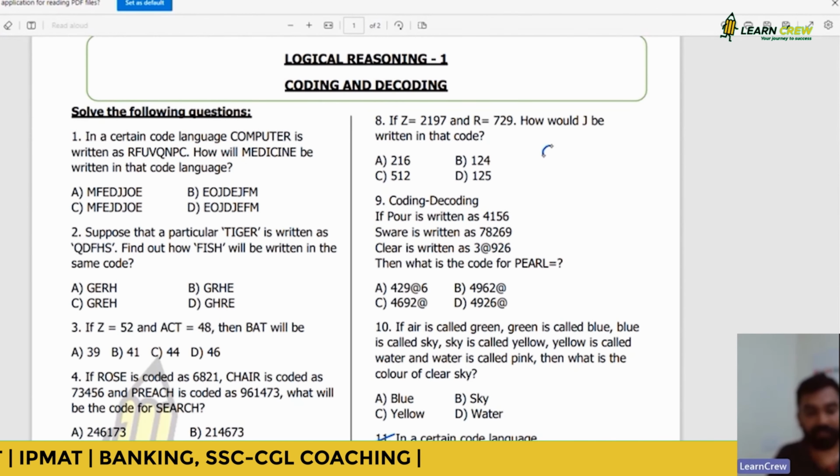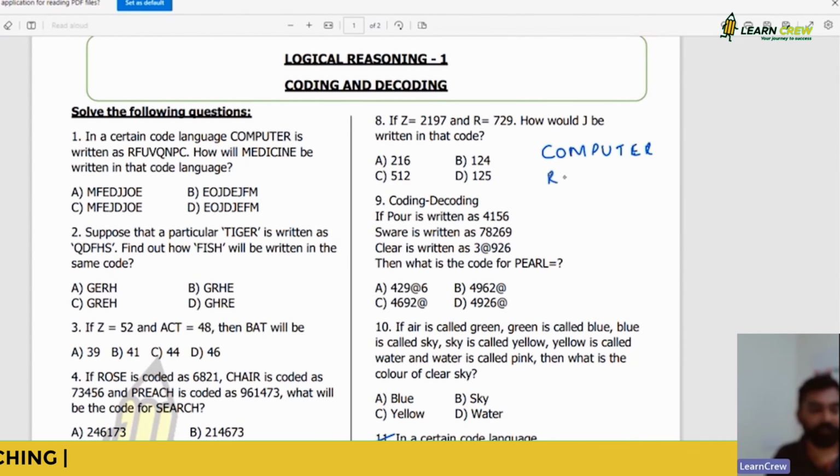Now, computer. What are they mentioning? Computer is written as R, F, U, V, Q, N, P, C.